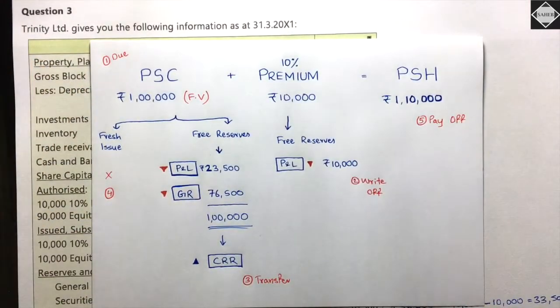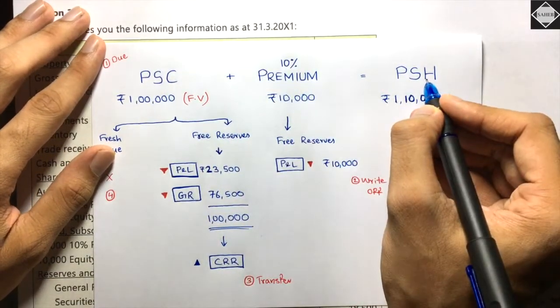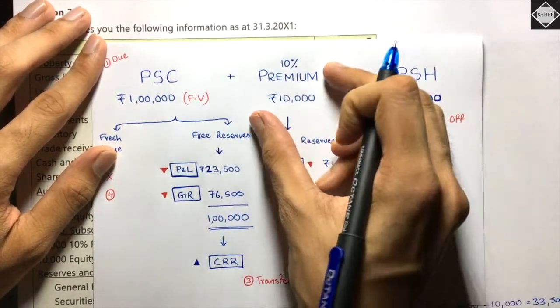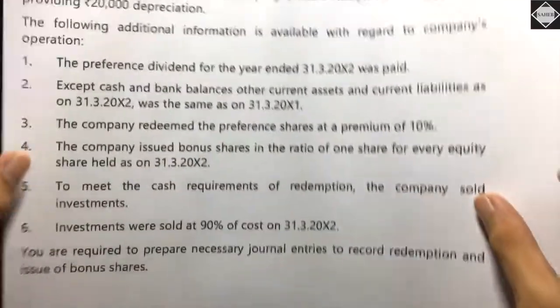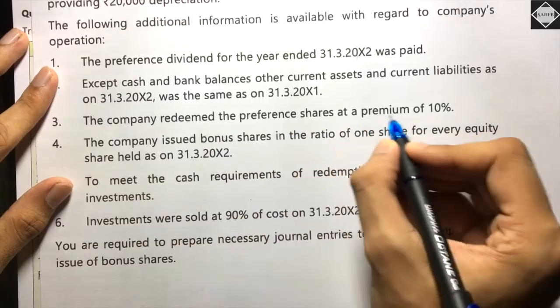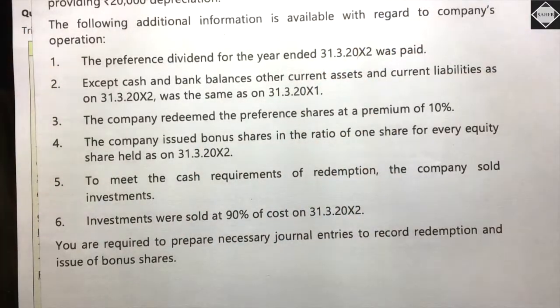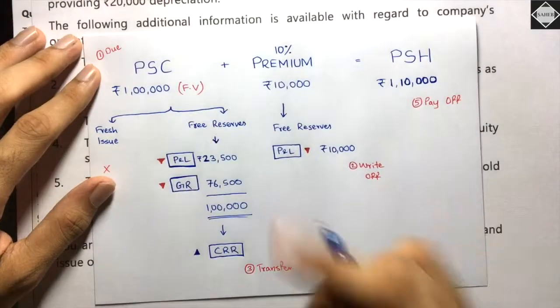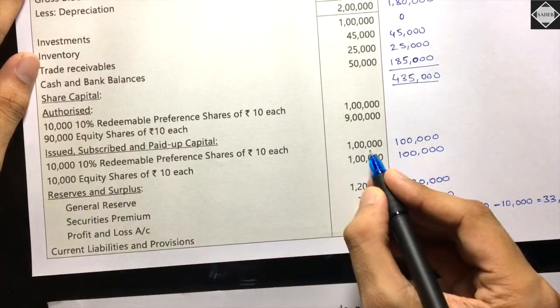See here, this equation, you remember: preference share capital plus premium is equal to the amount due to the preference shareholder, right? This is the face value. This is the extra thing that we are going to pay. The question has said the company redeemed the preference shares at a premium of 10% extra. That 10% extra is a loss from the point of view of the company, right? So 1 lakh is the face value, isn't it? See here, 1 lakh.